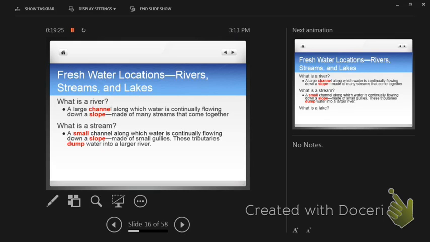A stream is just a much smaller channel. And again, the slope can be gentle, the slope can be steep, and it's going to always dump into a larger river.